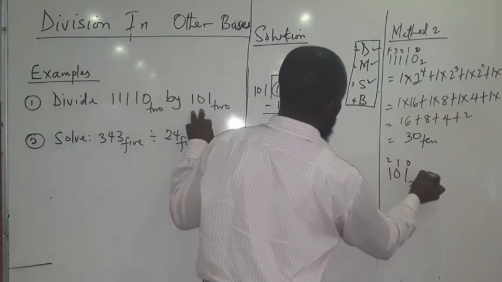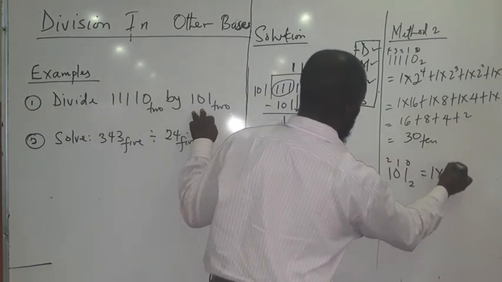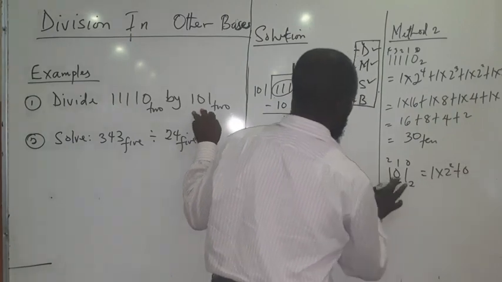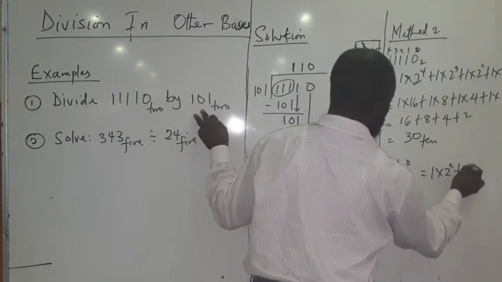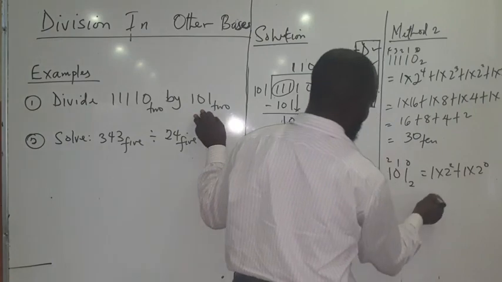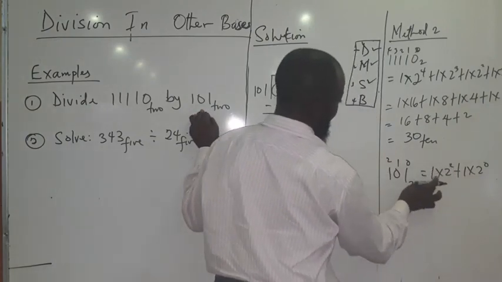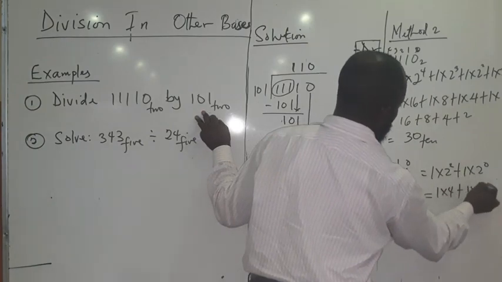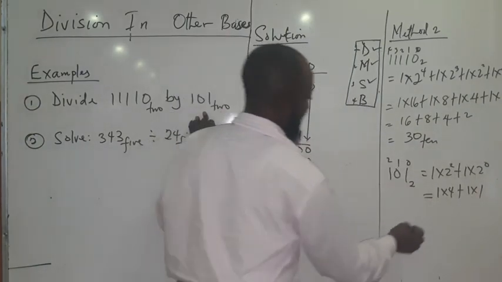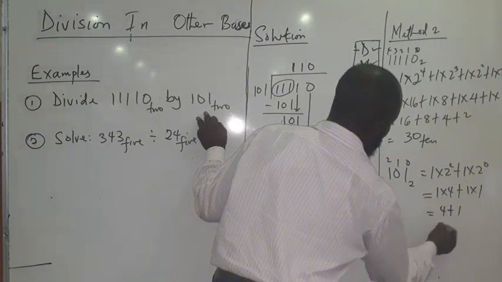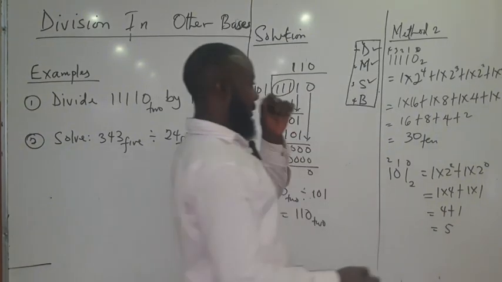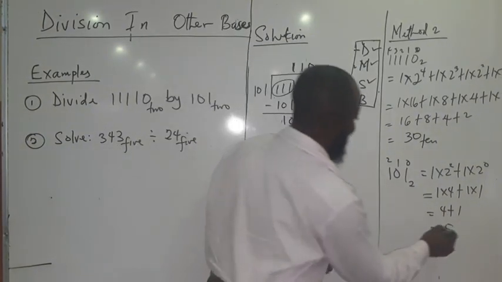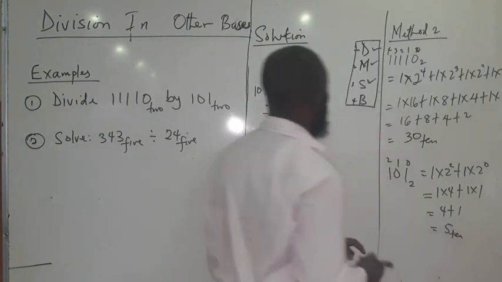Positions 0, 1, 2. So this will be 1 times 2 raised to power 2 plus 0. We don't need the 0 again. So that is plus 1 times 2 raised to power 0. I've explained this previously. So 1 times 4 plus 1 times 1. Any number raised to power 0 is 1. So that means we have 4 plus 1, and that gives us 5. Exactly. So the next stage, we have converted both numbers to base 10.